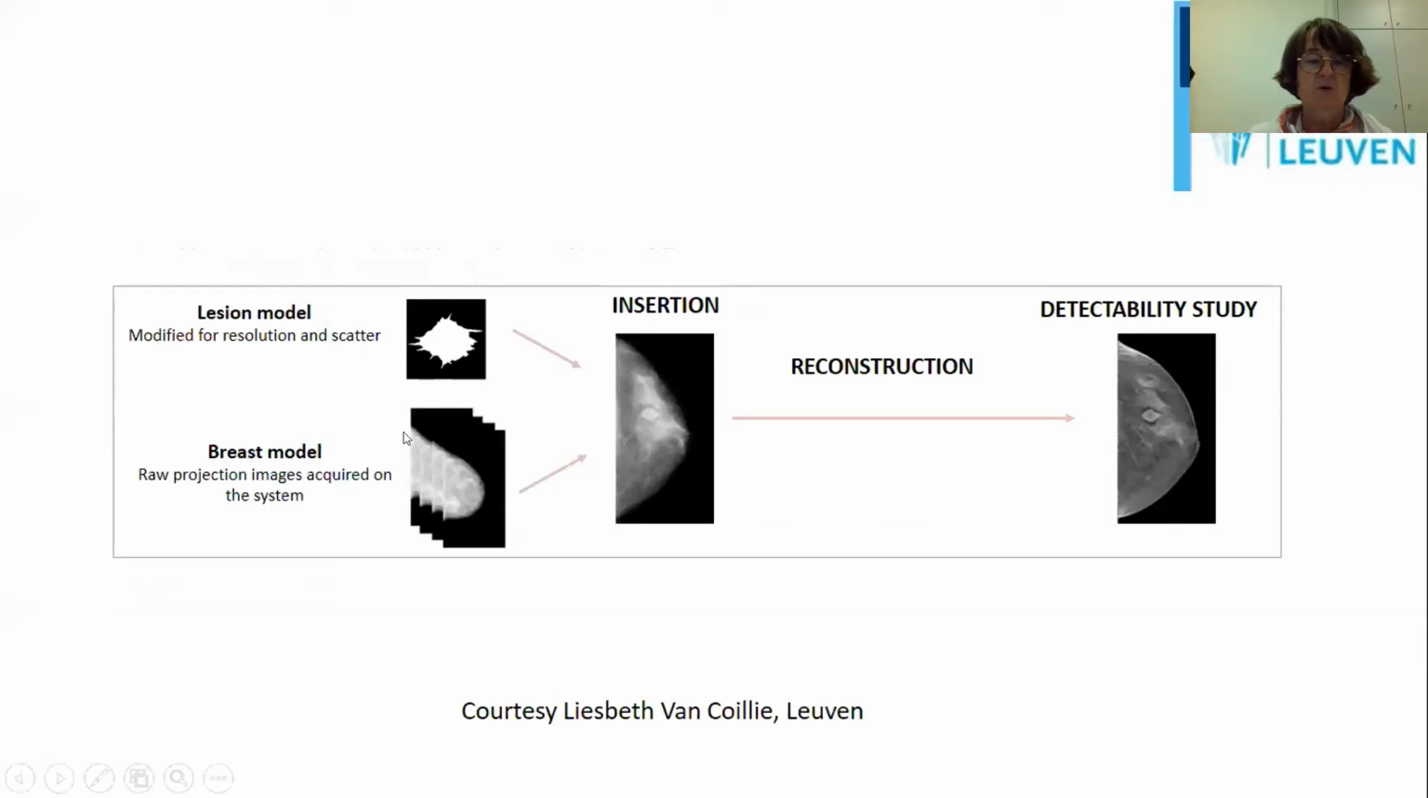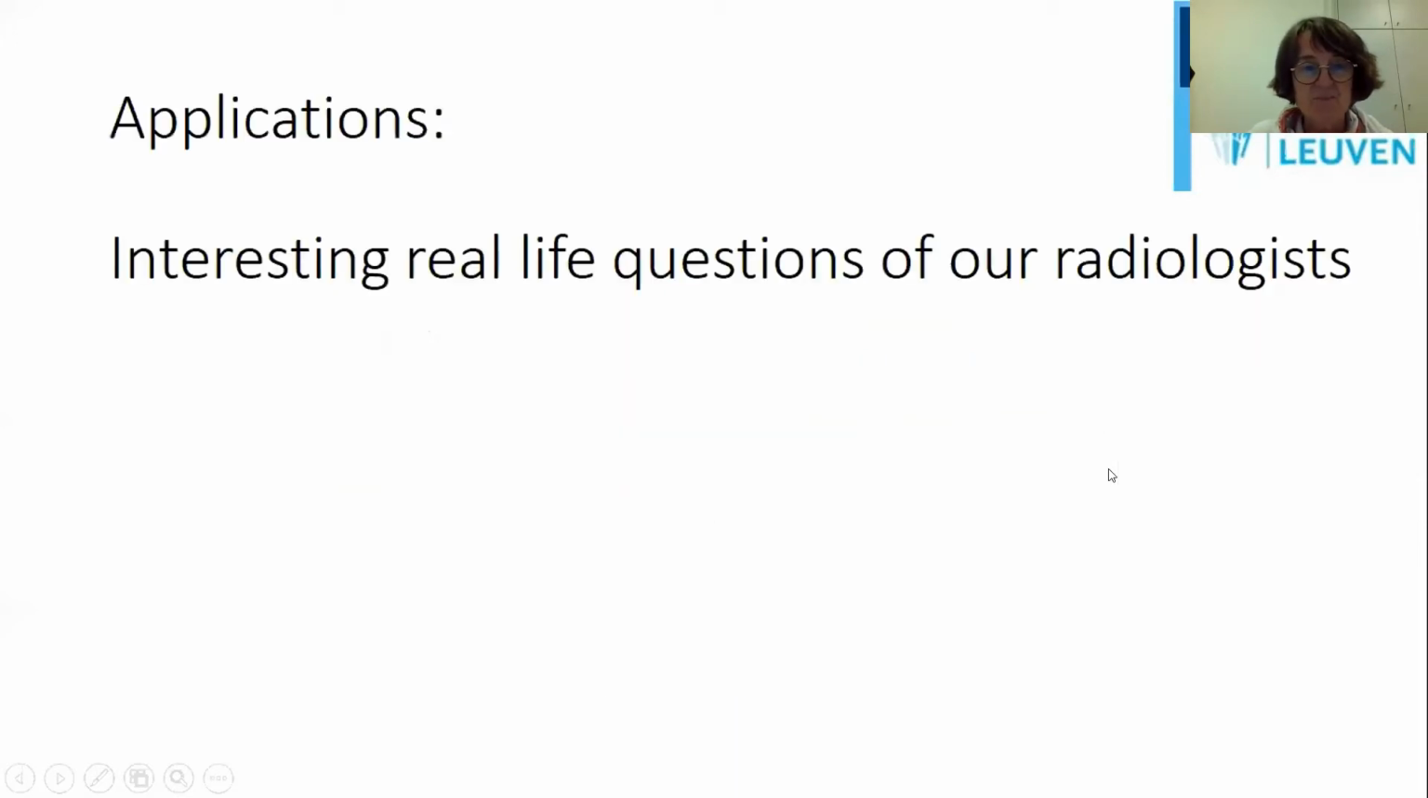And this is how that goes. It starts from real images that you get from a PACS system or from the internet, from data sets that are available. You make a model of a lesion, you fuse these physically correct, so taking into account the attenuation coefficients and so on. So insert them, you get a hybrid image, you reconstruct it, and then you can do, for instance, a detectability study.